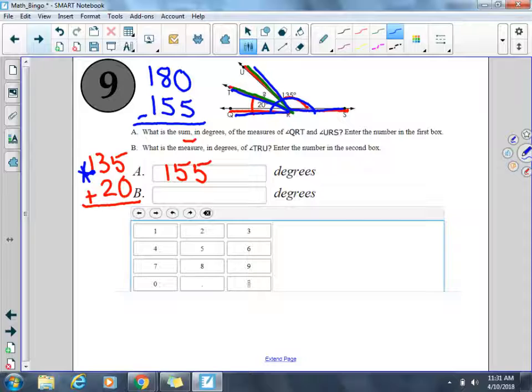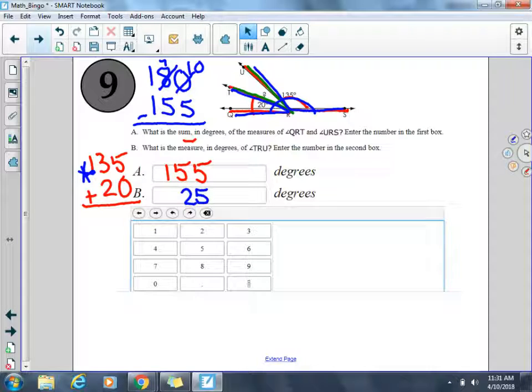I can't do 0 minus 5, so I've got to borrow. So this would be 7 tens. That means this would be 10 ones. Well, 10 ones minus 5 ones, that would be 5 ones. 7 tens minus 5 tens, that would be 2 tens. And then 1 minus 1 would be 0. So my answer for part B would be 25 degrees. And I could always go back and check that, because if I combine those two angles together, they should equal 180 degrees, because that's what my picture shows me. Nice job. Let's go on to our next one here.